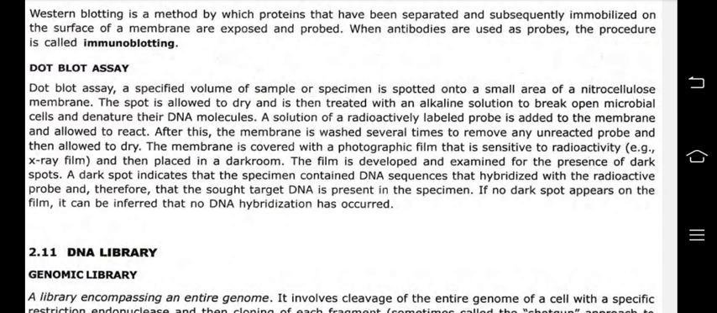The membrane is covered with a photographic film that is sensitive to radioactivity, X-ray film, and then placed in a dark room. The film is developed and examined for the presence of dark spots. A dark spot indicates that the specimen contained DNA sequence that hybridized with the radioactive probe, and therefore that the sought target DNA is present in the specimen. If no dark spot appears on the film, it can be inferred that no DNA hybridization occurred.